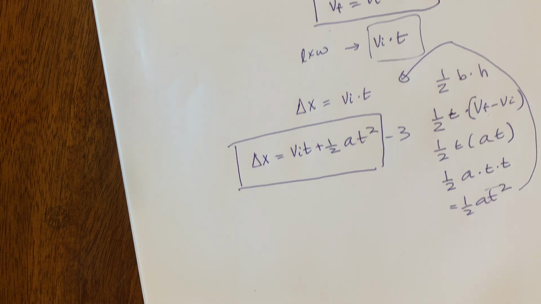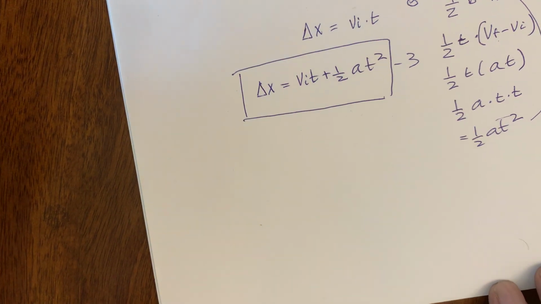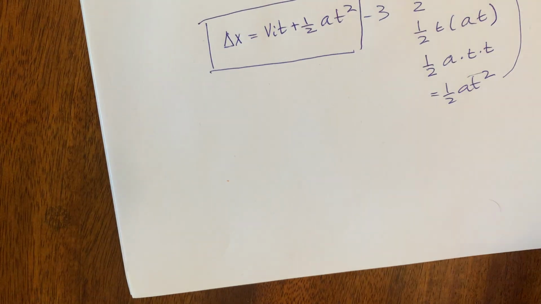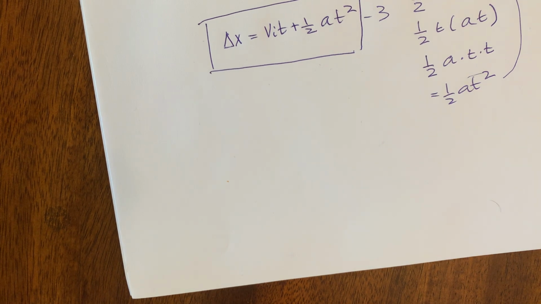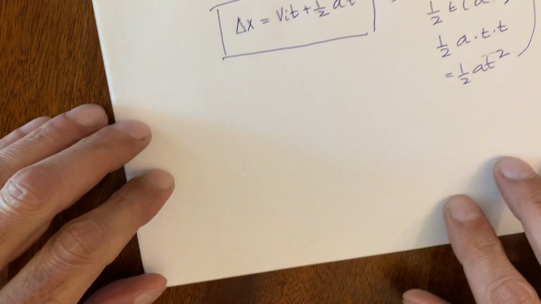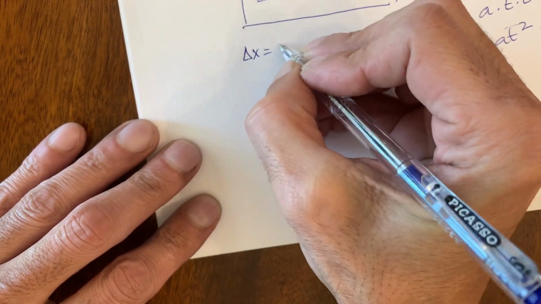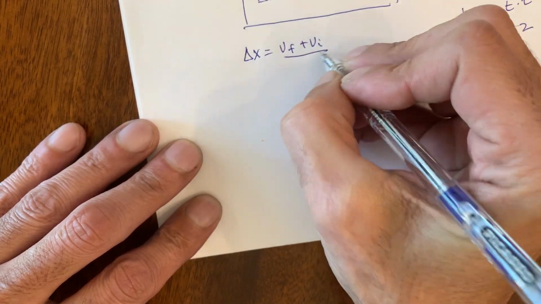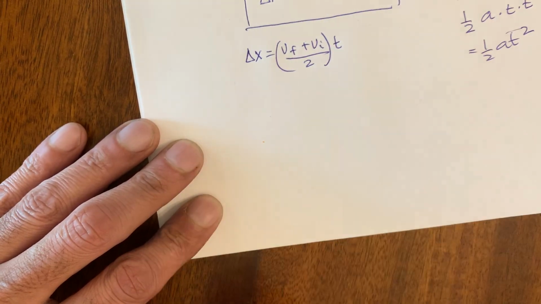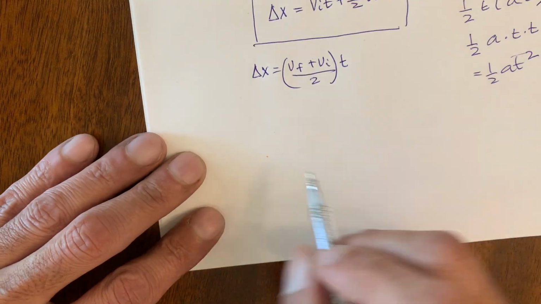For the fourth one, I think I've got enough room here. All we have to do is manipulate some numbers around and do a little bit of fun algebra. It really isn't hard at all. So let's look at it this way. We already have one equation that says delta x equals VF plus VI over 2 times T, right? That's our first equation. Take you back up here to it. So we already have this one.